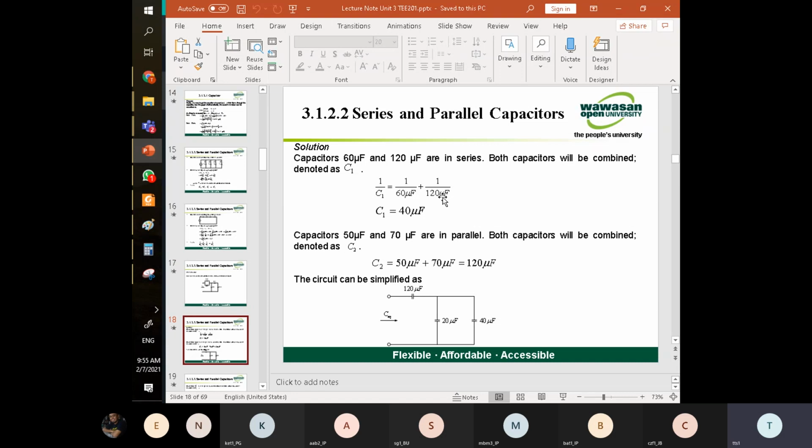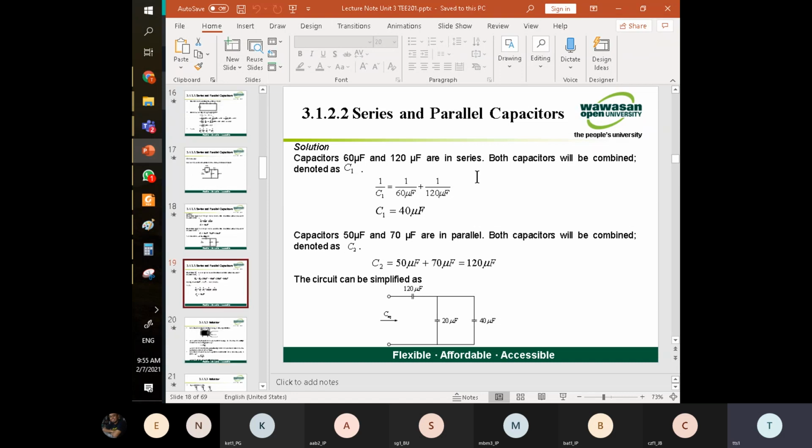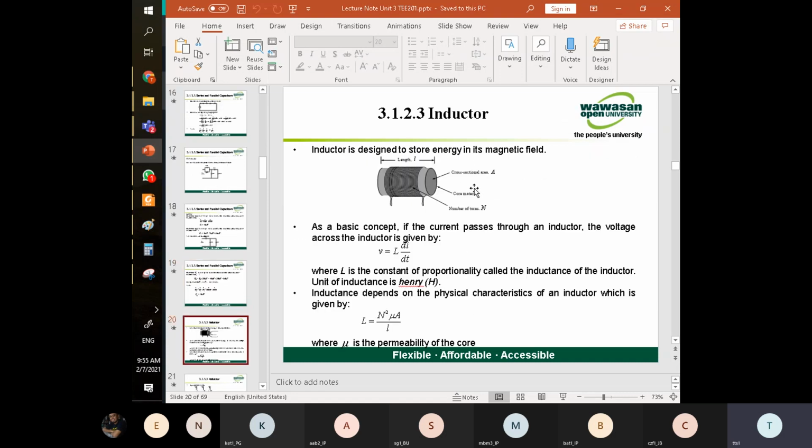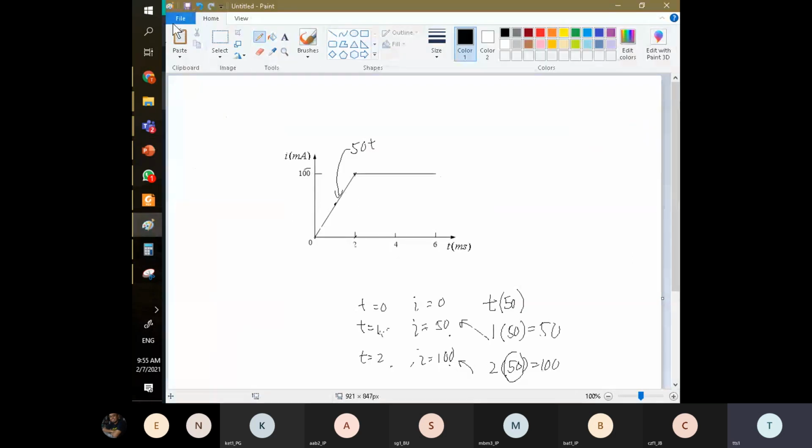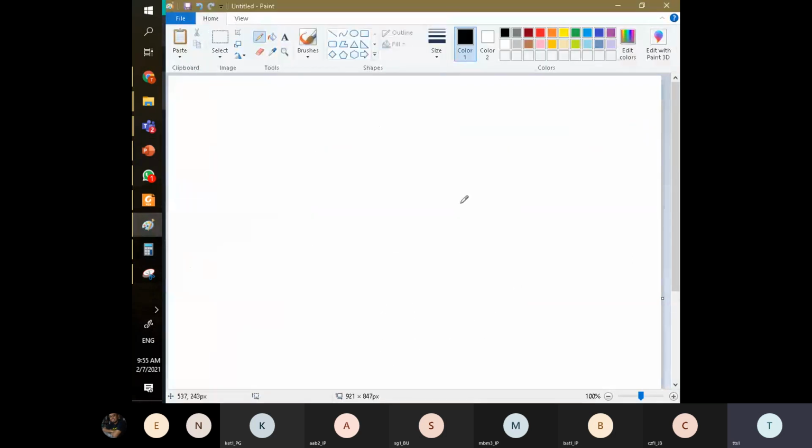This is a really simple question. I think you can practice yourself. For the inductor, it is not storing the charge, unlike the capacitor. This one I need to explain to you a bit. Just now we talked about the capacitor, right?